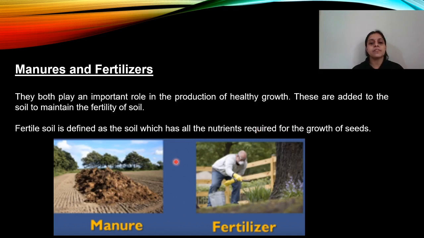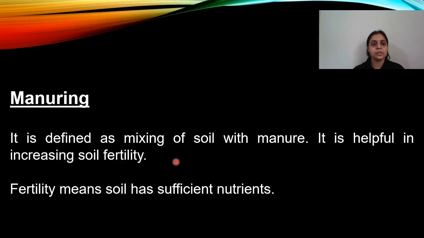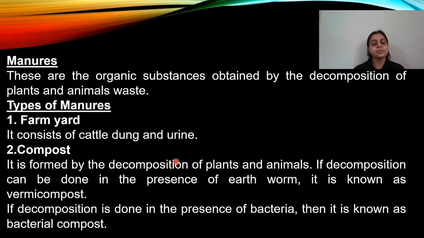Fertile soil is defined as soil which is rich with all the nutrients required for the growth of a plant. Coming to manuring. What is manuring? It is defined as the mixing of soil with manure, which is required to increase the soil fertility. Coming to manures, these are the organic substances obtained by the decomposition of plant and animal waste. This is what manure is.